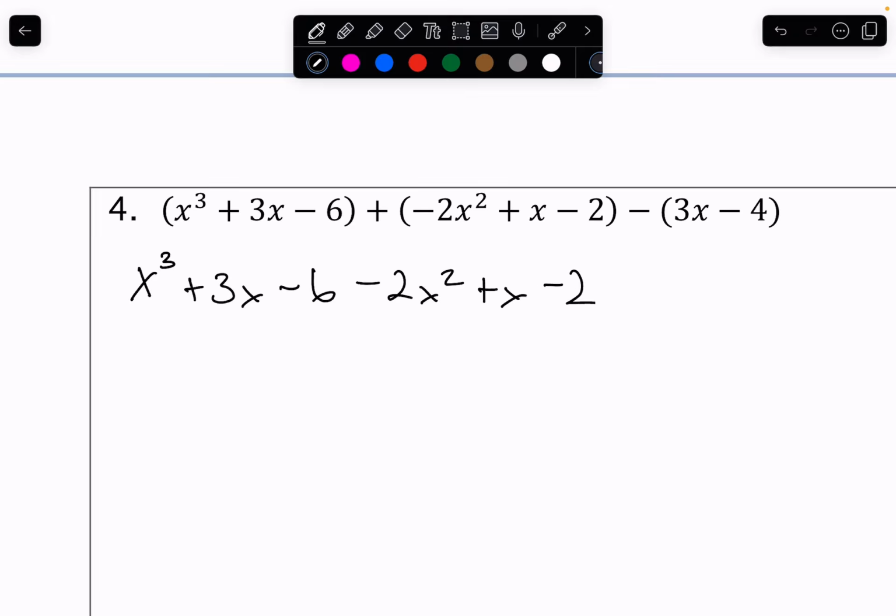If you need to, you are more than welcome to distribute a positive, but that just means it keeps the same signs, okay? You have to distribute the negative though, which remember I forgot in the previous one, so don't be like Miss Slattery.